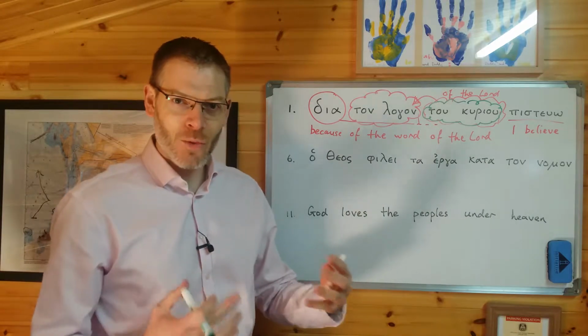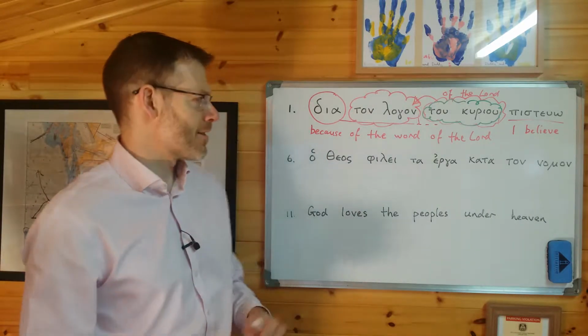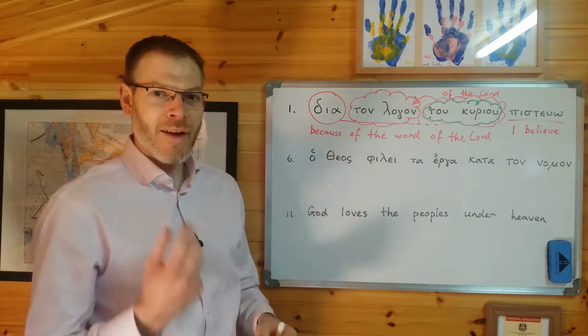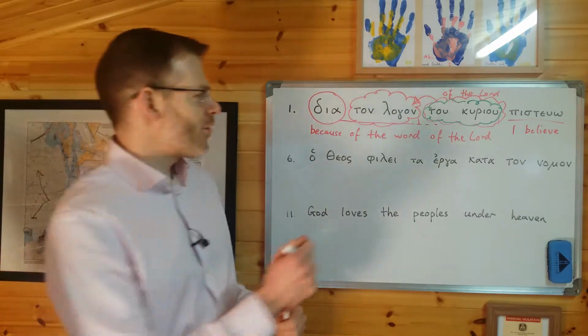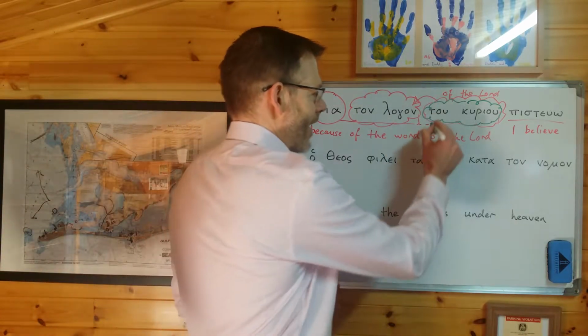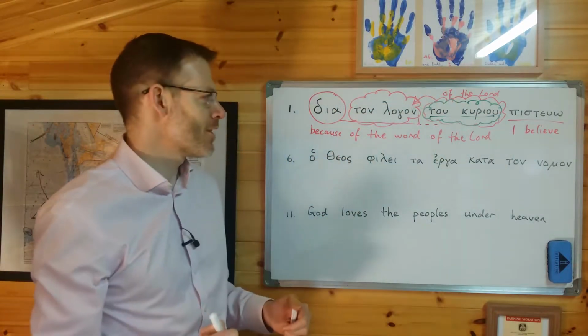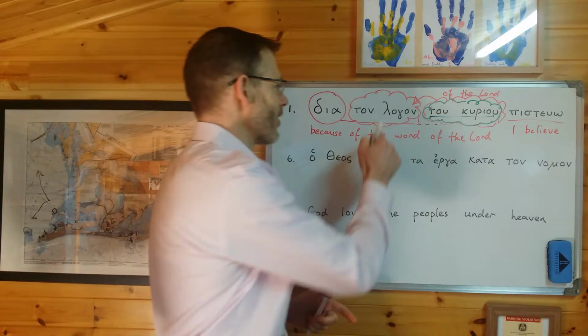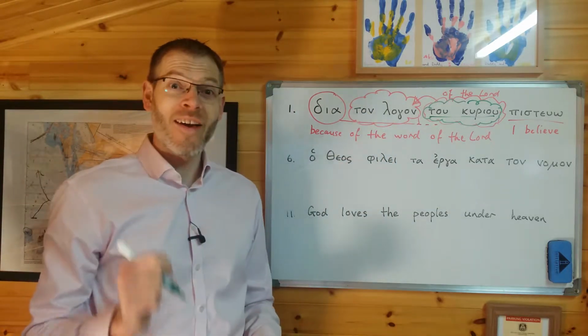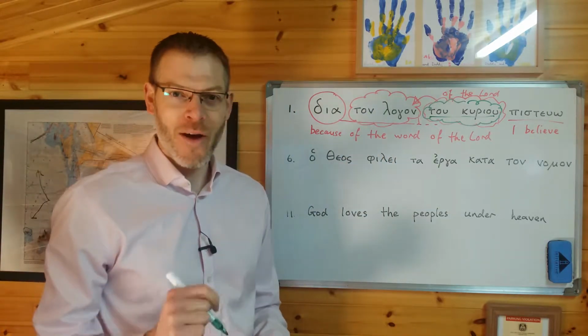That's the only real way to make sense of the meaning of the sentence. But in principle, it would be nice, wouldn't it, to have another way of identifying the fact that to kuriou belongs with ton logon. Now, it turns out that there is a way of doing that.